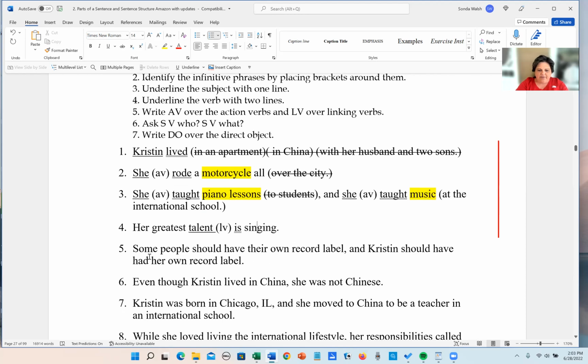Let's go to number 5. Some people should have their own record label, and Kristen should have had her own record label. So let's find, we don't have any prepositional phrases, don't have any infinitives. All right, people is our subject. Should have is a verb.